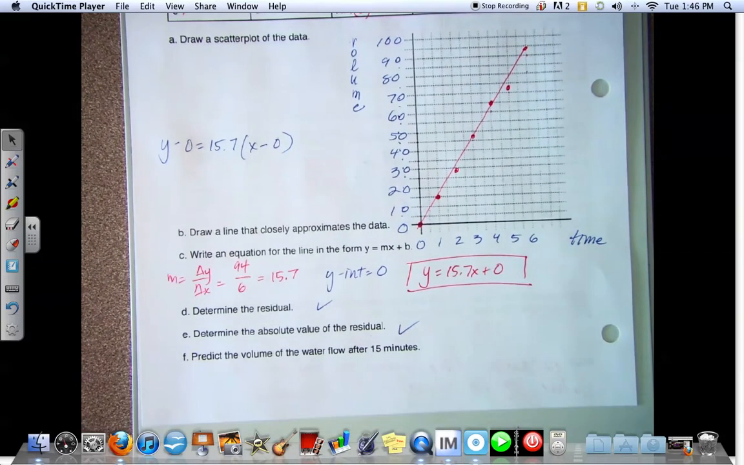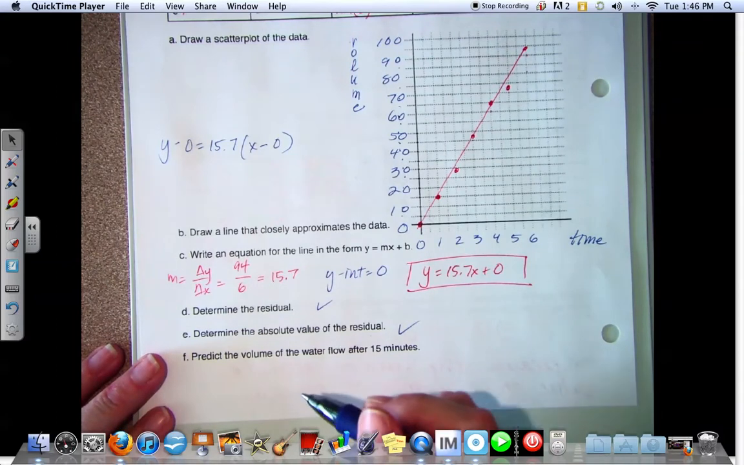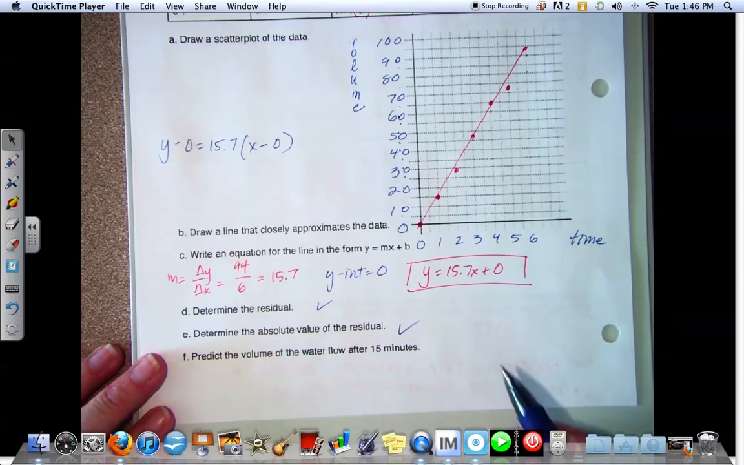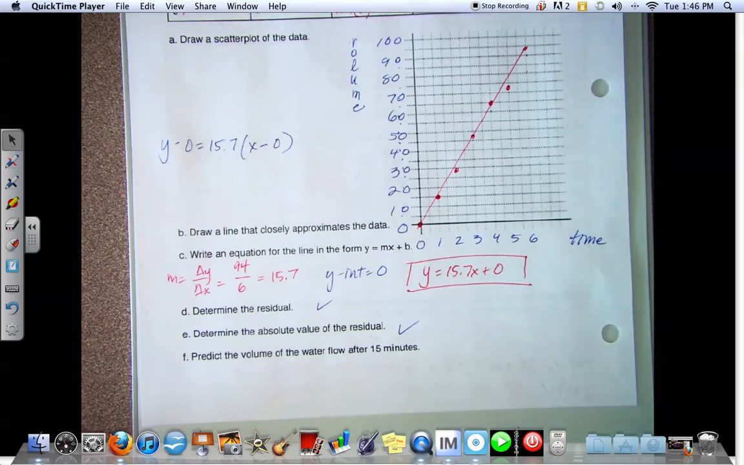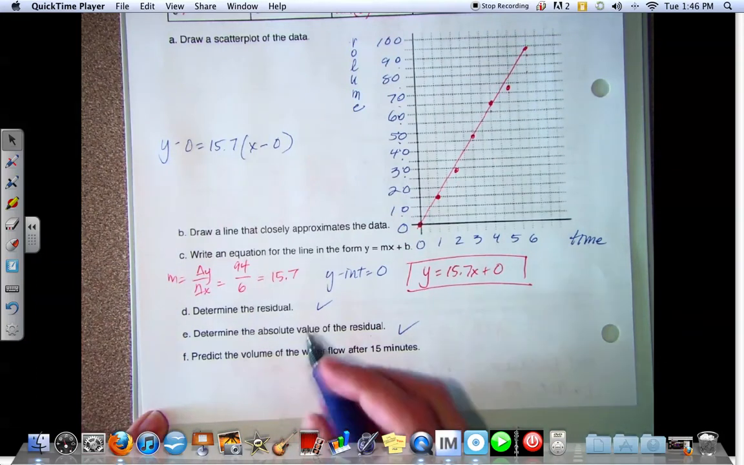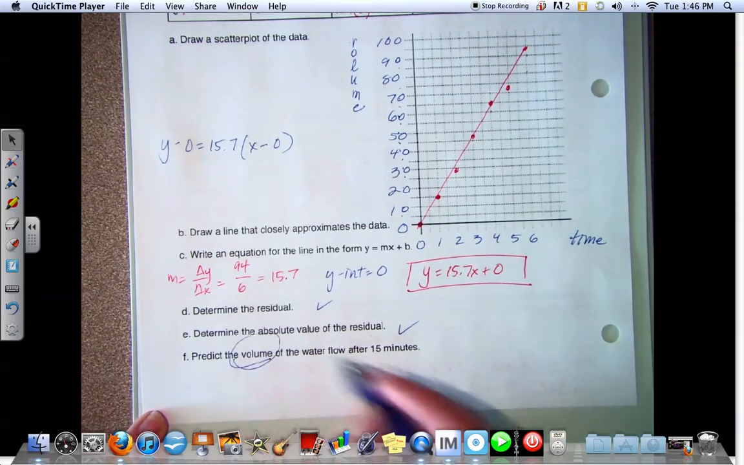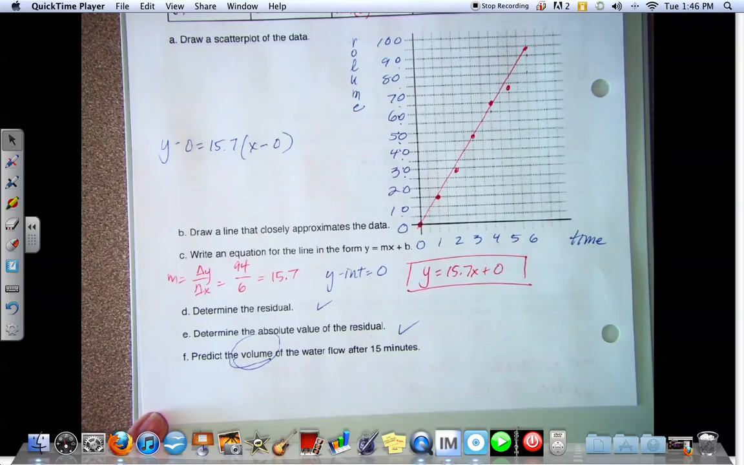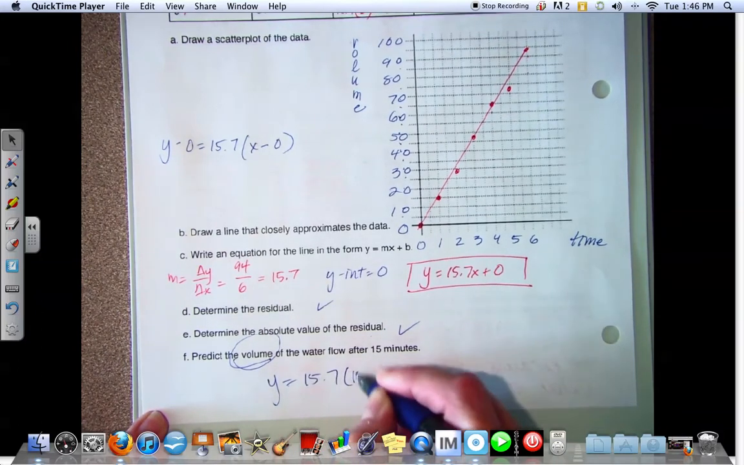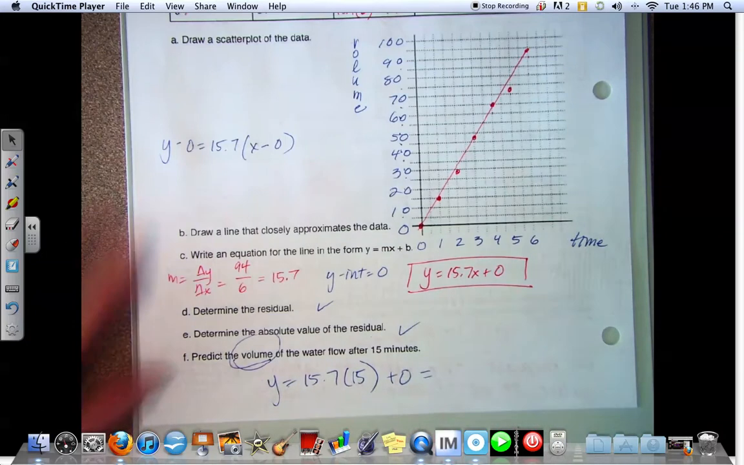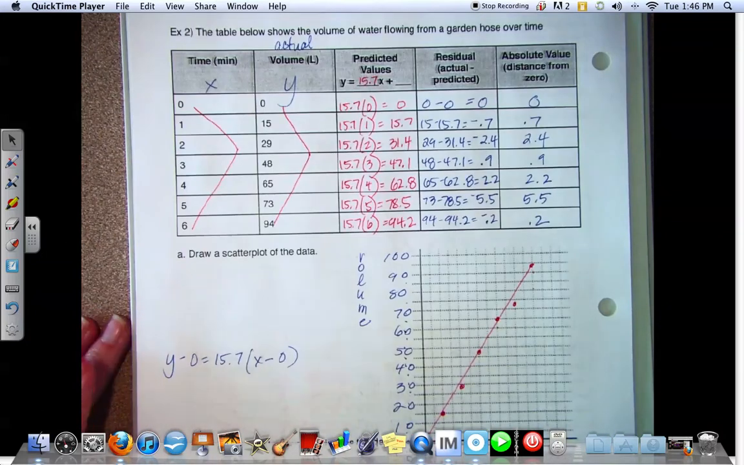Predict the volume of the water flow after 15 minutes. How do I find that? Isn't it 15.7 times 15? It says predict y, the volume, equals 15.7 times 15 plus 0? I was just going to say that. So why am I not adding the absolute values?